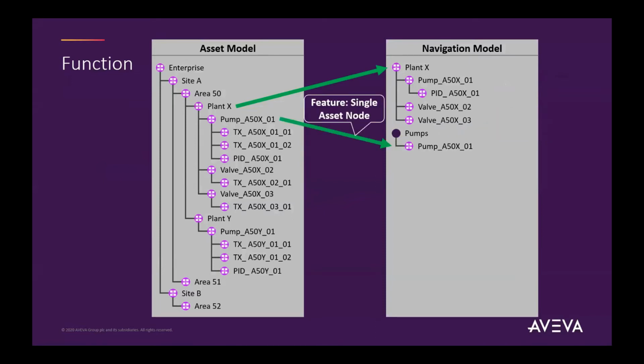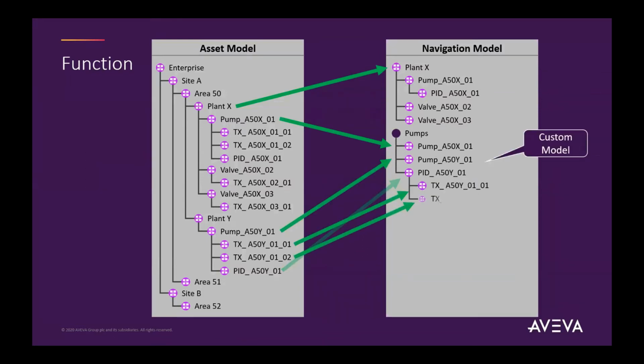What we've added in 2020 is single asset nodes. It just allows me to go and pull down an asset right from that asset model, and it doesn't bring in the entire branch. So I can pull in the ones that I wanted. I can organize them exactly like I wanted. So I can build my own perspective of the plant.